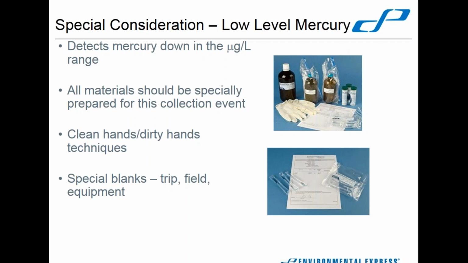Next special case, low-level mercury. Those of you who have worked with low-level mercury know how excitingly challenging this can be. Low-level mercury is called that because it does get down to amazingly low levels. It's going down into the micrograms per liter range. Often that's referred to as parts per trillion.